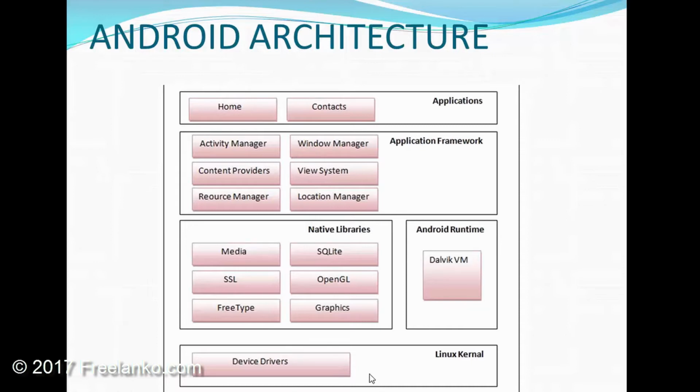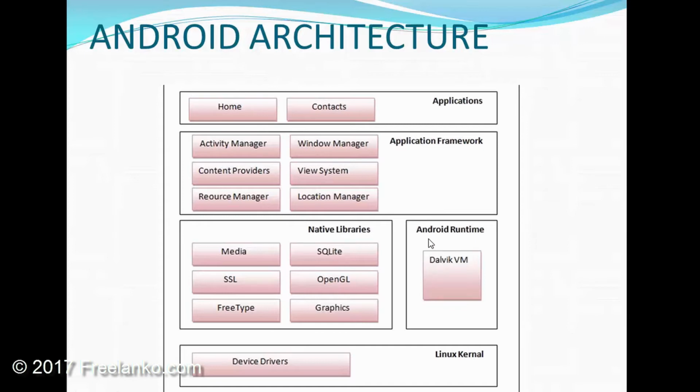Above the Linux kernel, on the second layer, we have the native libraries. The set of libraries include open source web browser engine WebKit, SQLite database, which is a useful repository for storage and sharing of application data, libraries to play and record audio and video. SSL libraries are responsible for internet security.